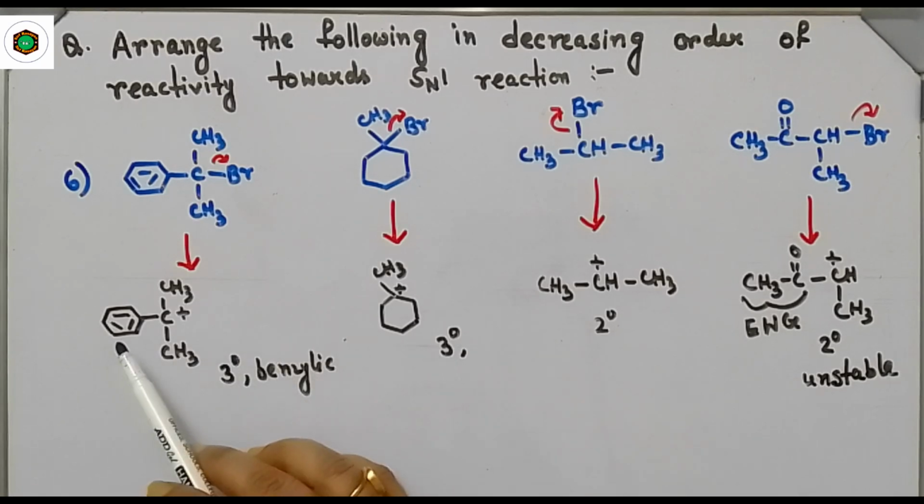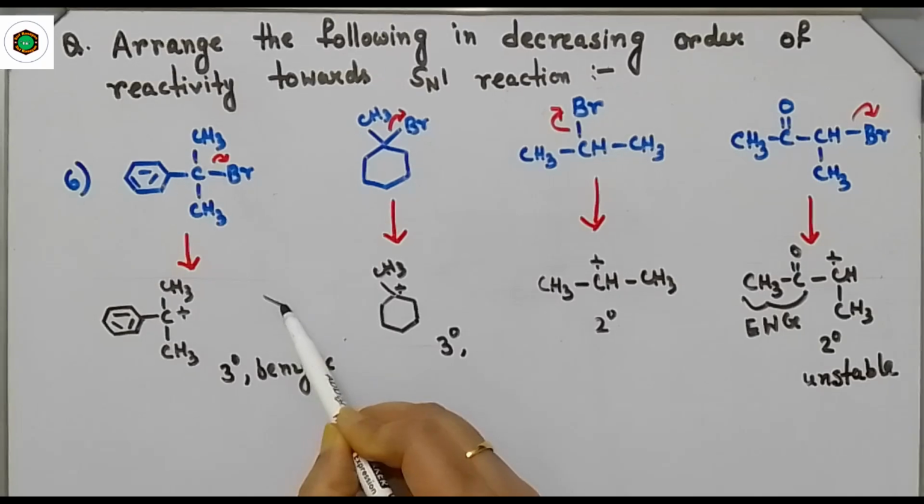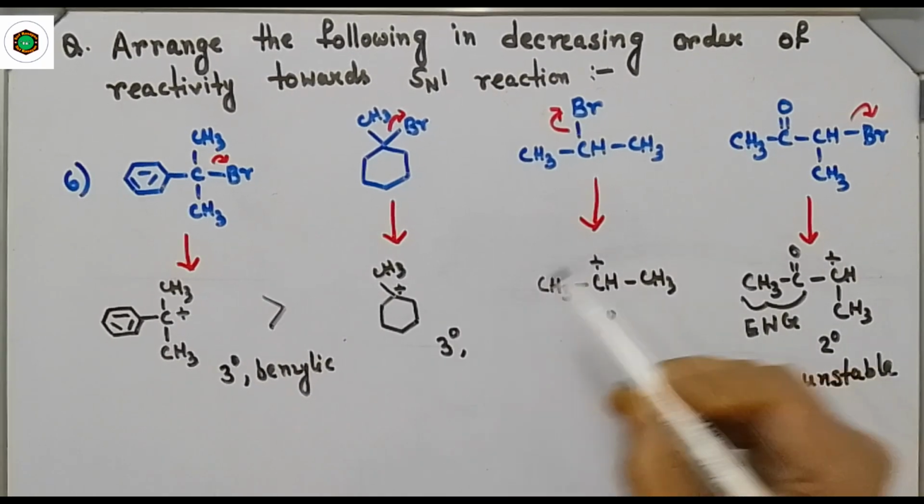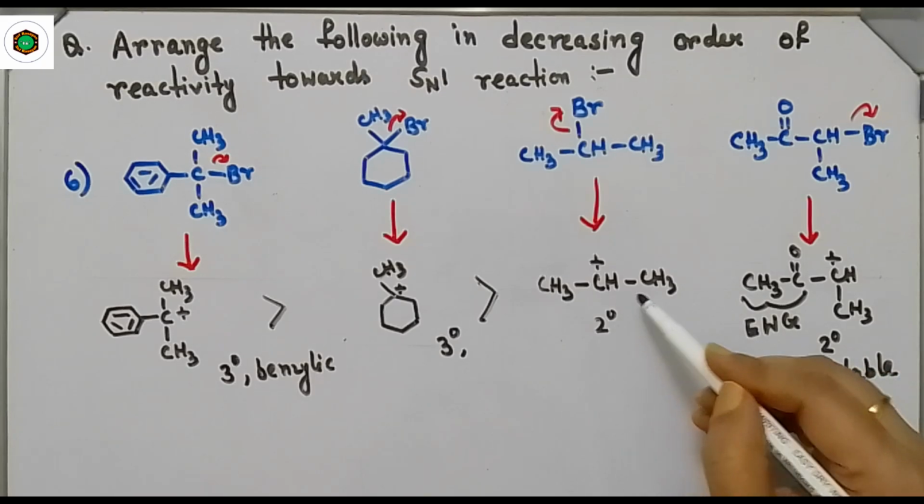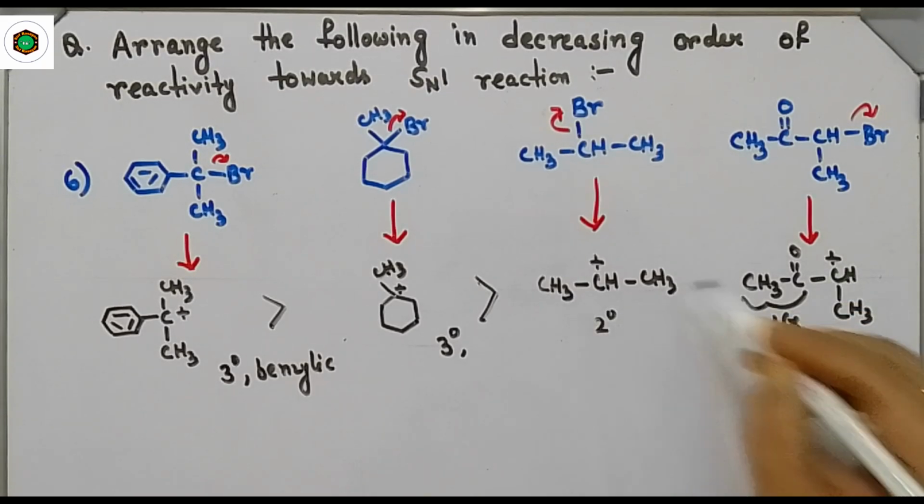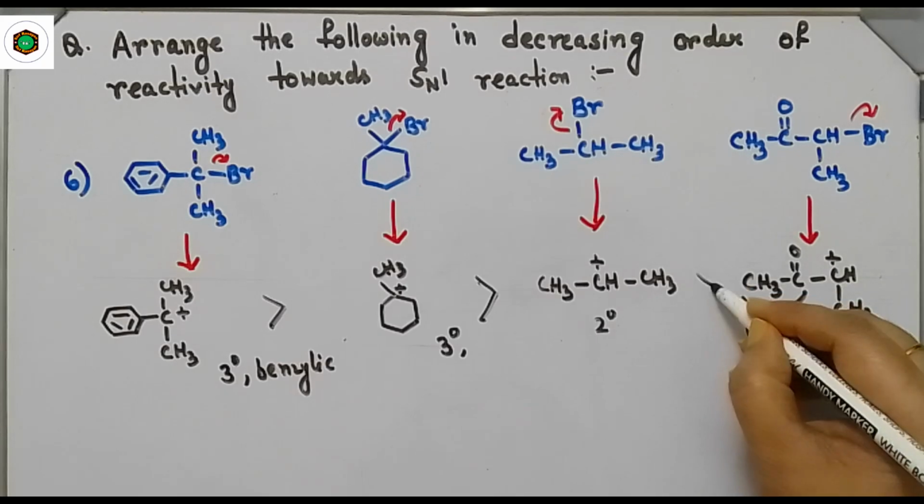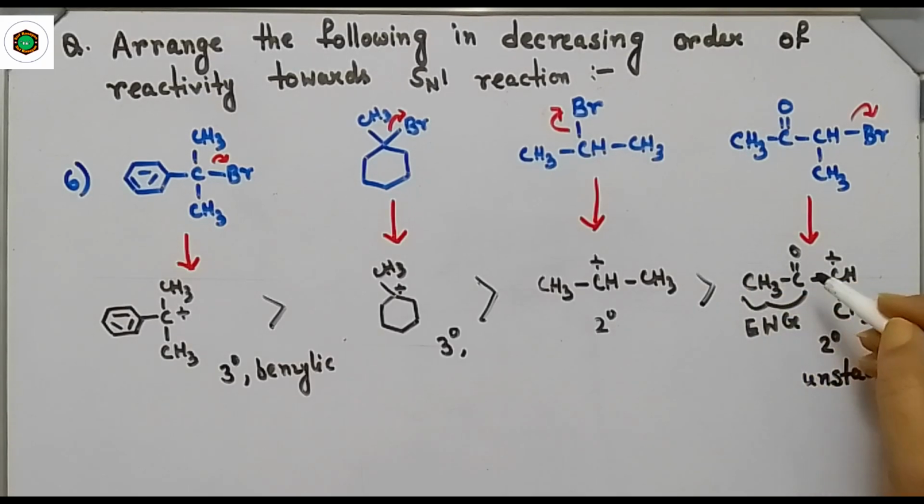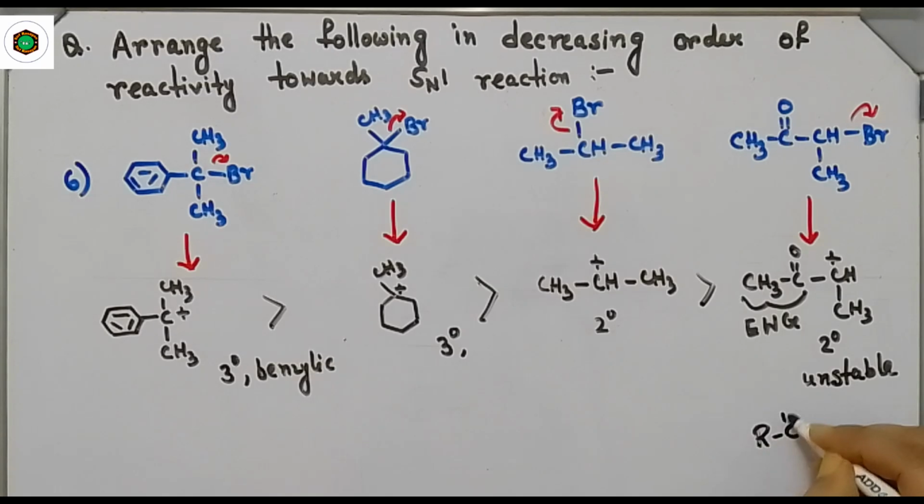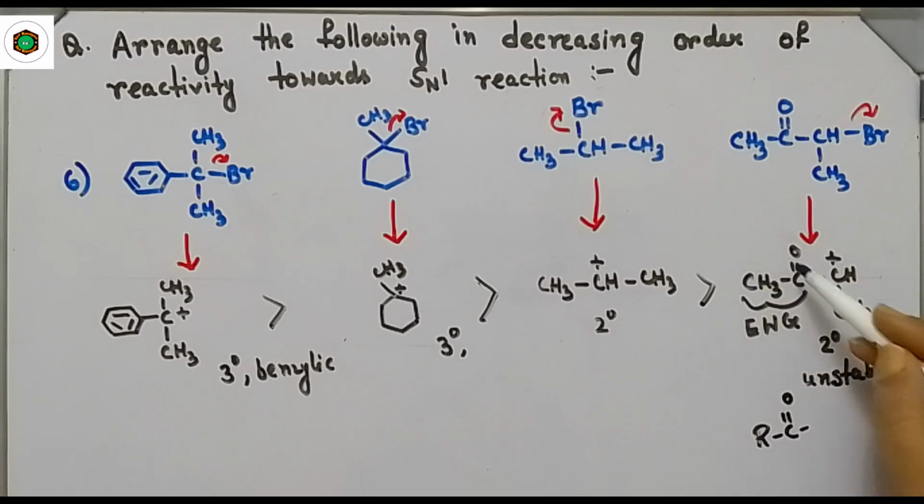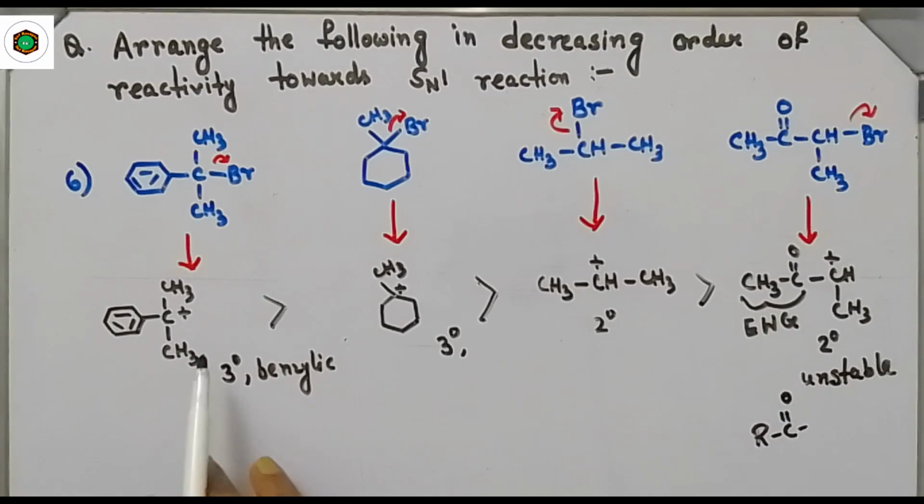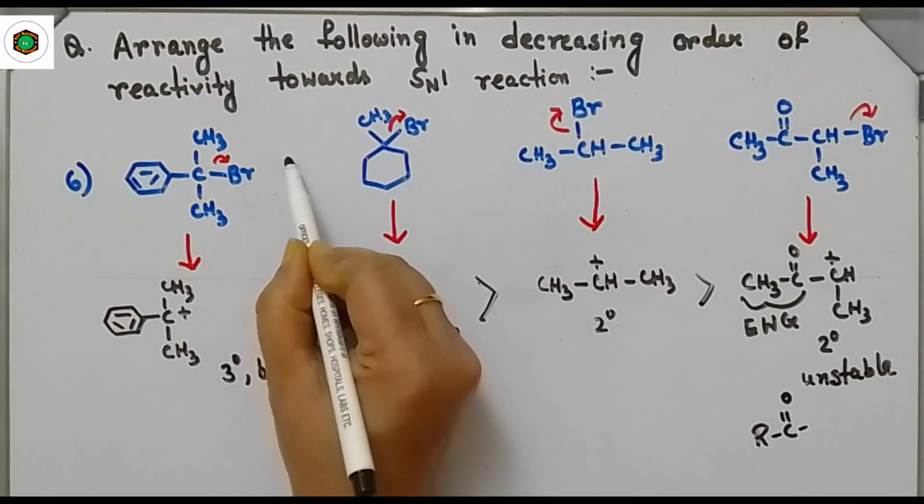So what is the stability order of the carbocation? These two are tertiary, and here since C6H5 group is there, resonance effect is also there. So this is the most stable carbocation. Next this one, and here between these two, this carbocation is most stable due to inductive and hyperconjugative effect of methyl groups, and here due to electron withdrawing effect of RCO group. Here in R, CH3 group is there. So this group makes this carbocation least stable. So this is the stability order of carbocation. So reactivity order for SN1 reaction will be this one.